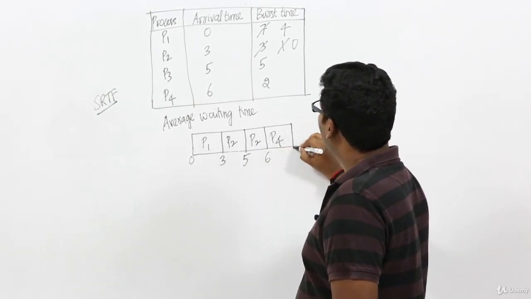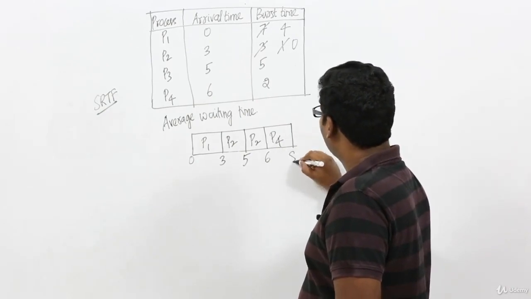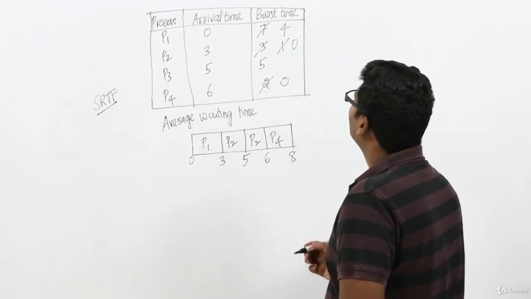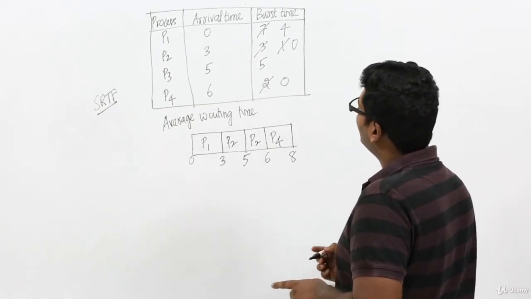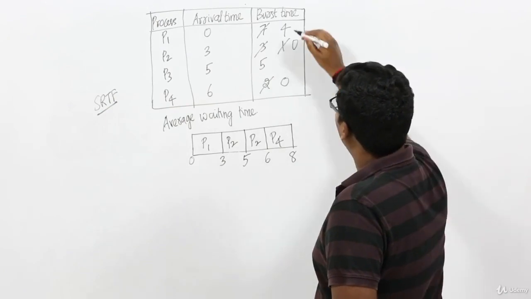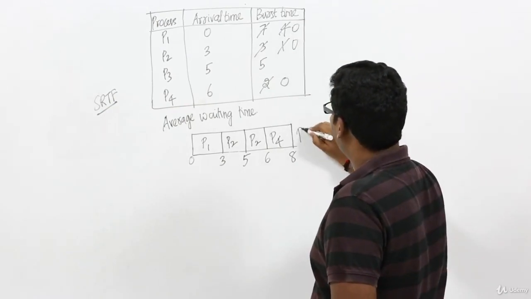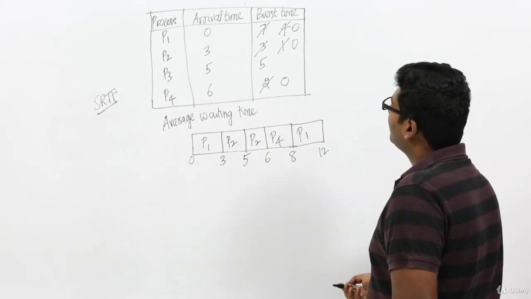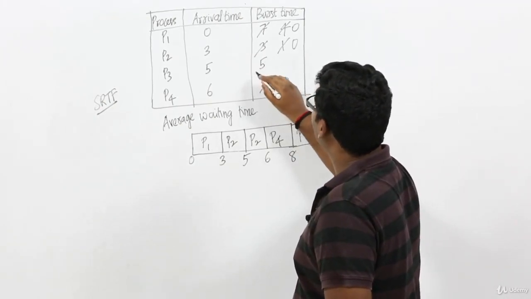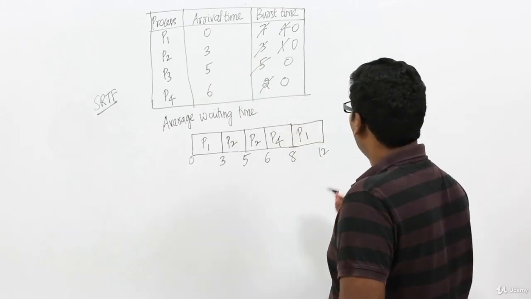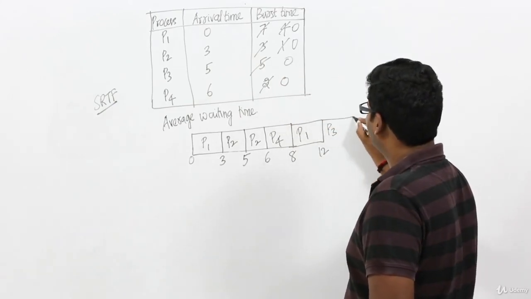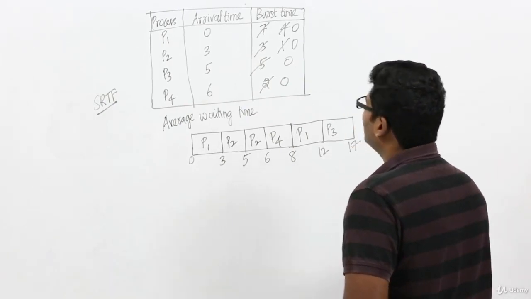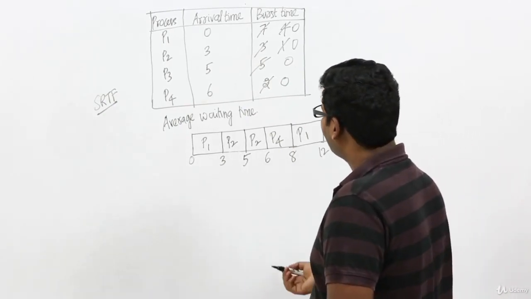So P4 will be scheduled until 8. Now this becomes 0. Out of P1 and P3, the process with the highest priority is nothing but P1. So P1 will continue till 12. Now we have only P3, so we need to execute it in one go. P3 will be executing until 17, right? Now the question asks: what is the average waiting time?